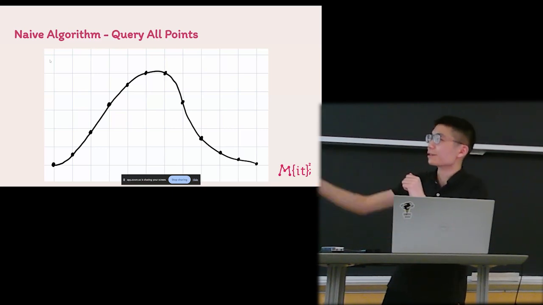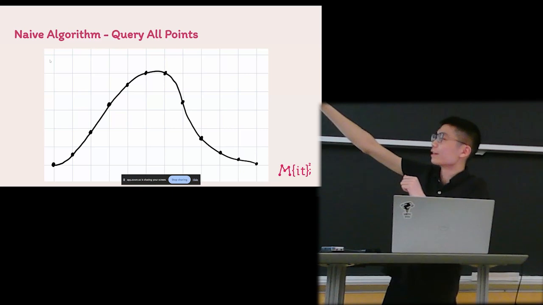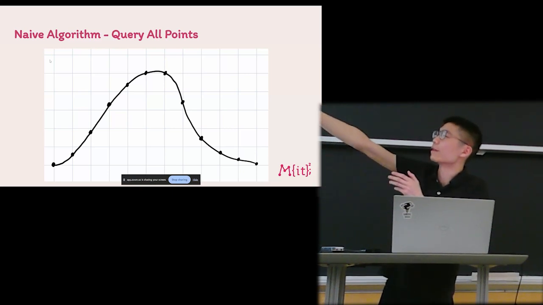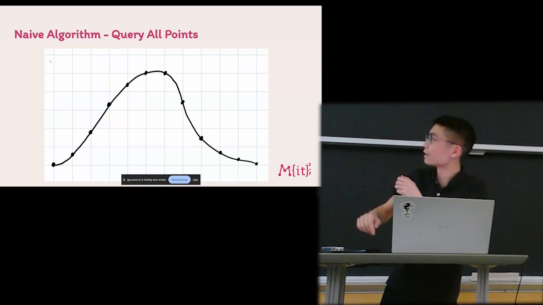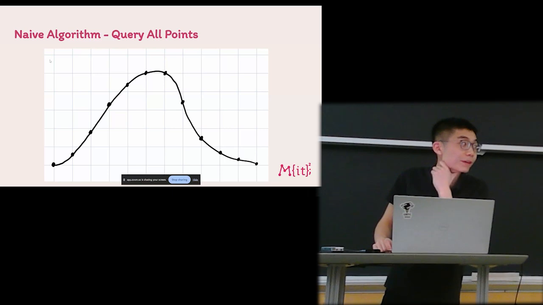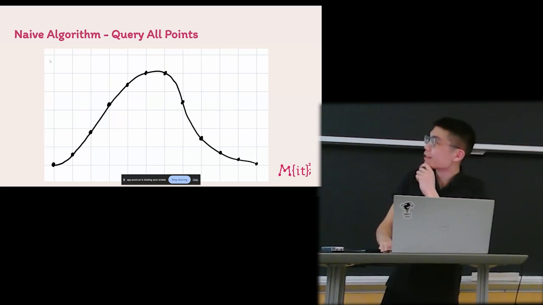So the naive algorithm: you look at all the points, you draw out that curve-ish thing using only the points, and you say, okay, the maximum value is one of those. And that would require querying all the points. Obviously, you could find the maximum that way, but it wouldn't be great. We want to query fewer points.